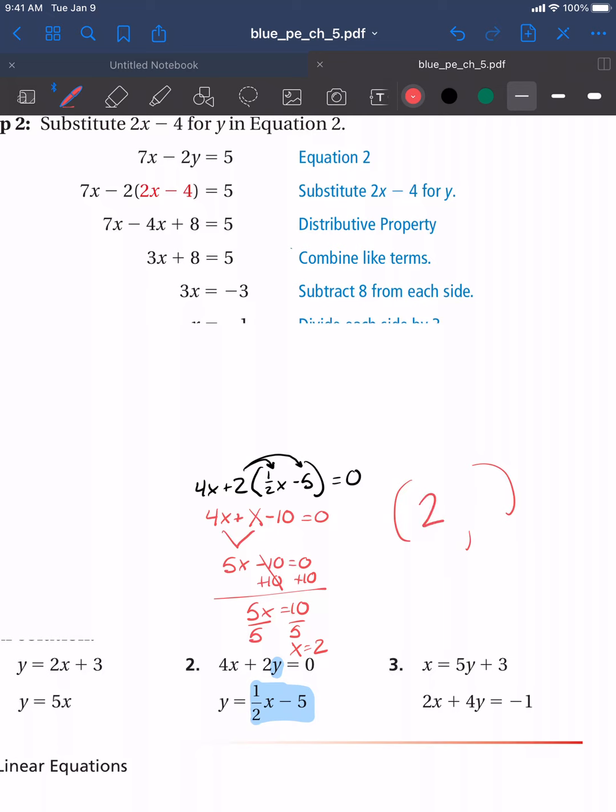Substitute. I'm going to grab this. So x is 2. Let's put it in right here. A half times 2 is 1. 1 minus 5 equals negative 4. Very good. So the answer is 2 comma negative 4.